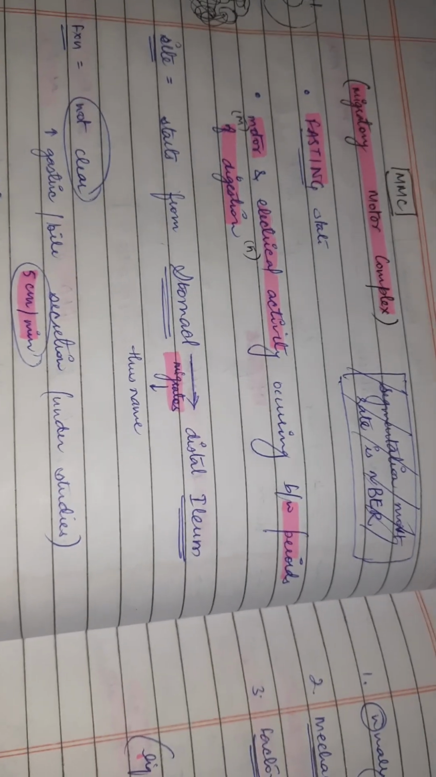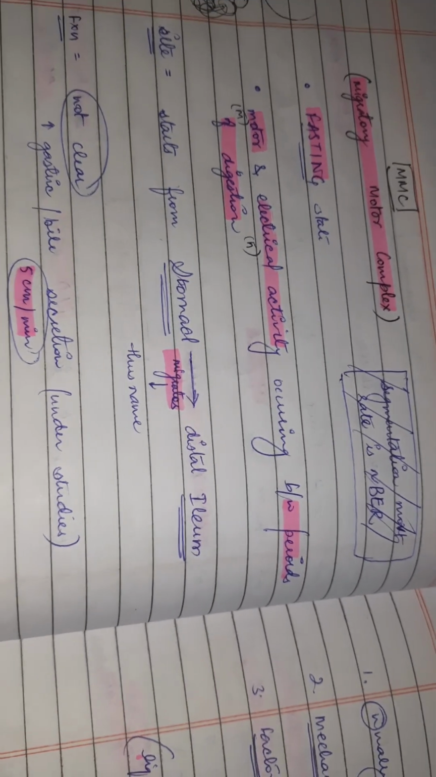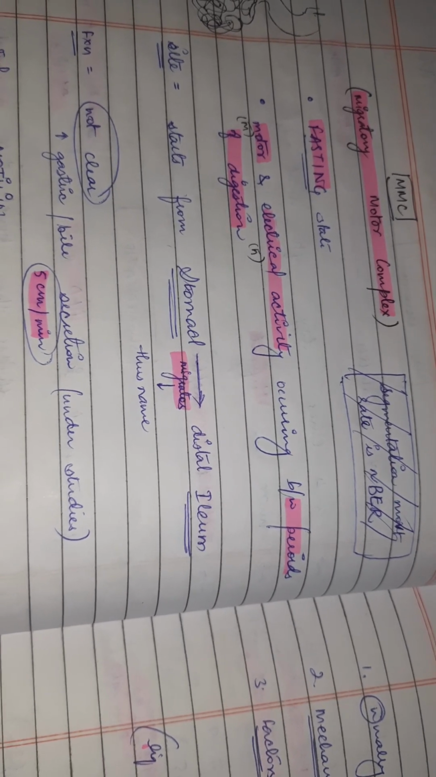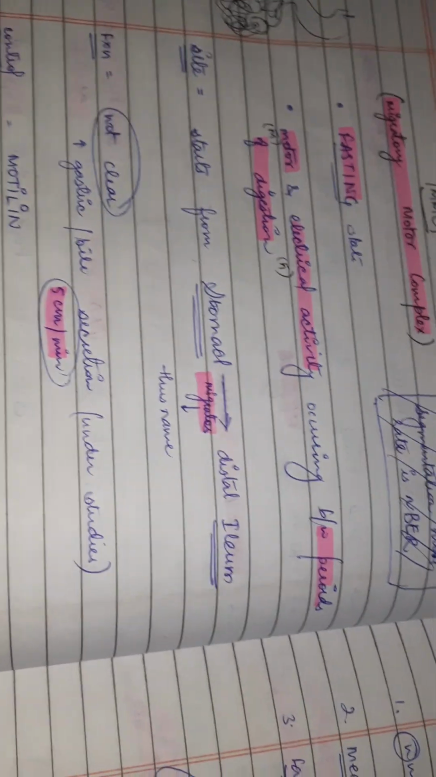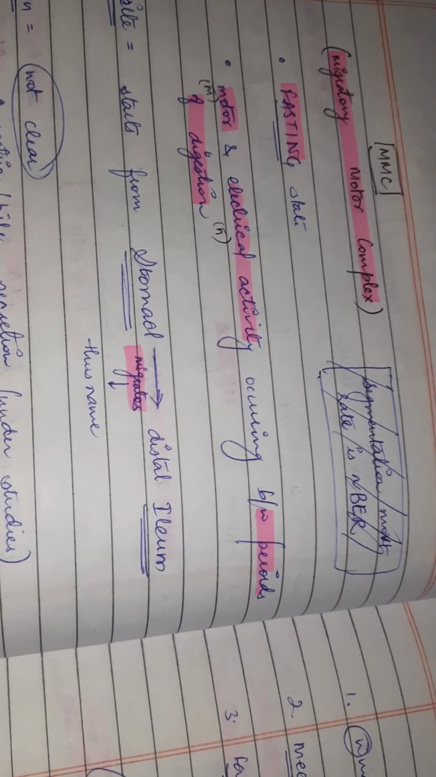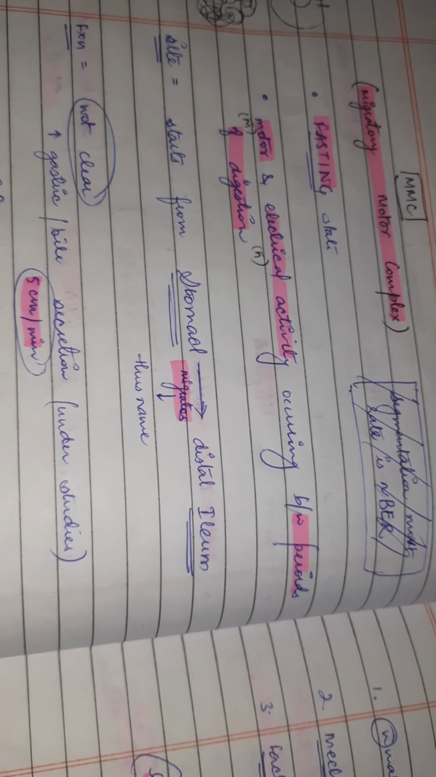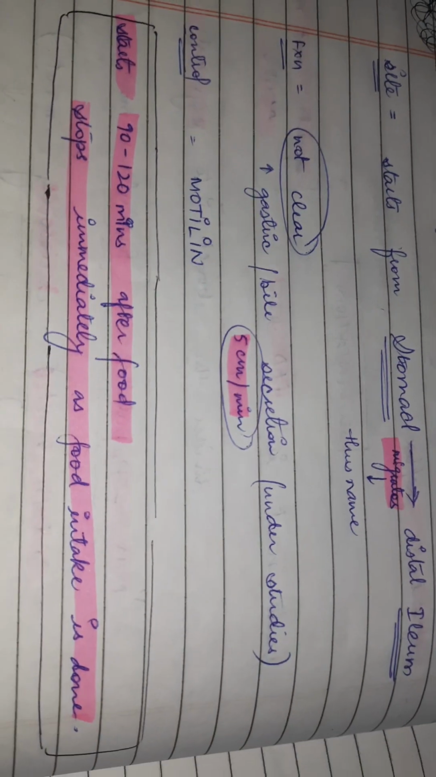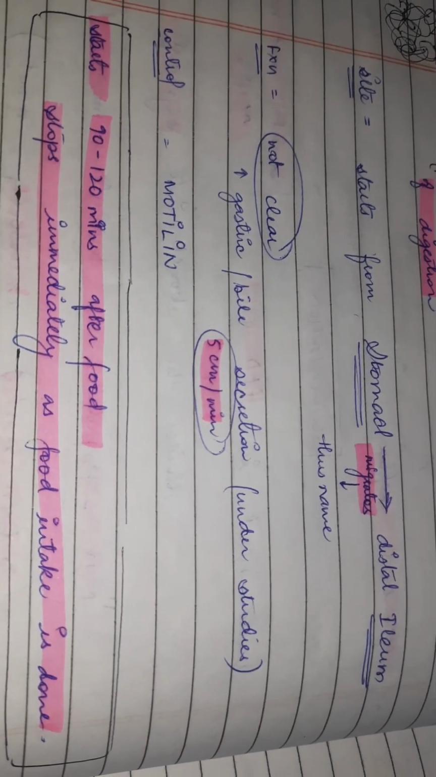Motor and electrical activity occurring between periods of digestion means that in the period after food, this motor and electrical activity starts from the stomach to the distal ileum. The function is not clear, but they say it is under study.